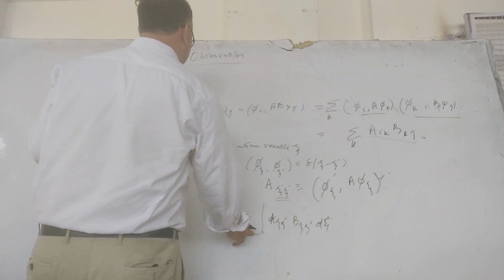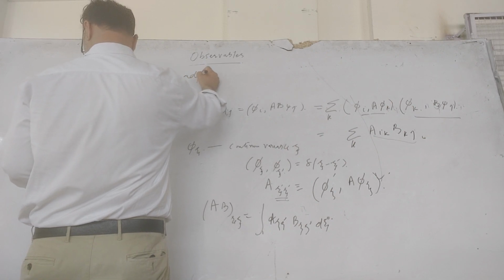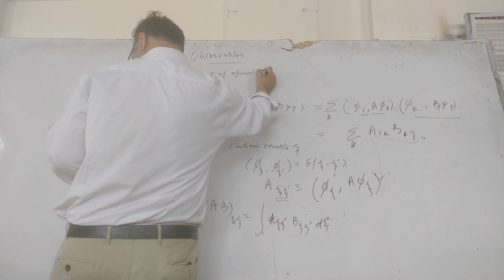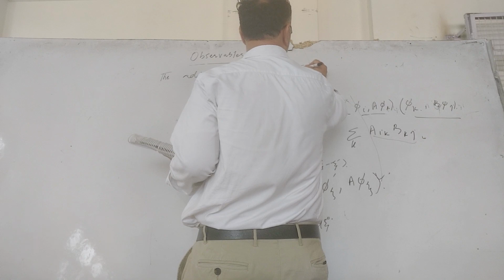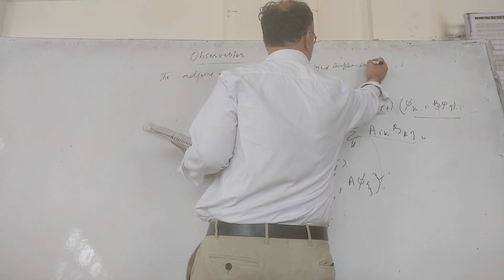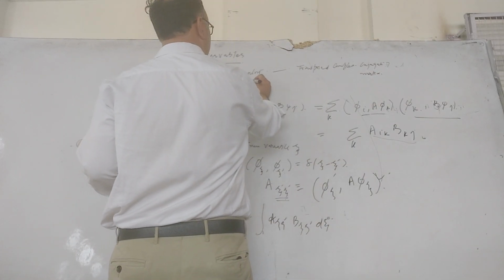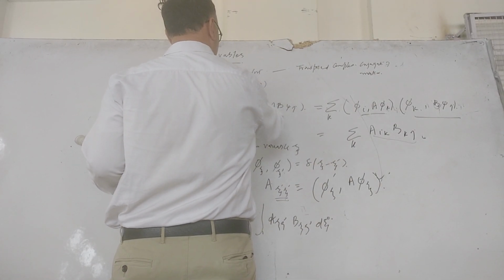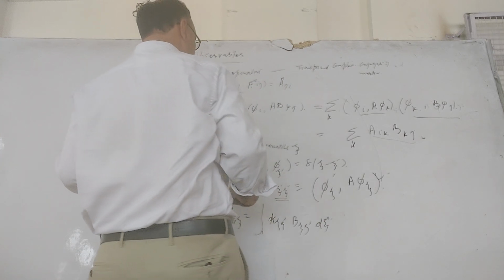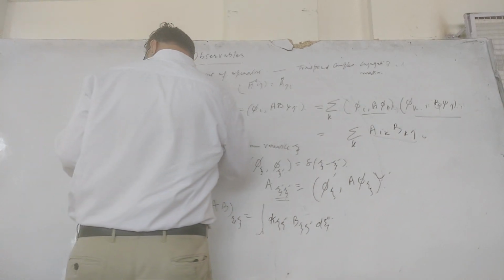But now the thing is that the adjoint of the operator is represented by the transposed complex conjugate of the matrix. So (A dagger) ij will be equivalent to A ji star. That's it. Now we are coming to the second postulate of quantum mechanics.